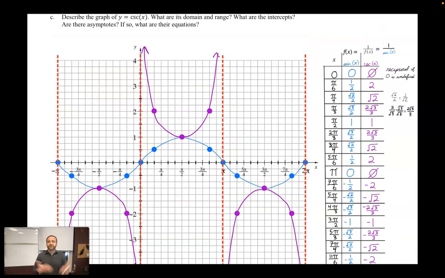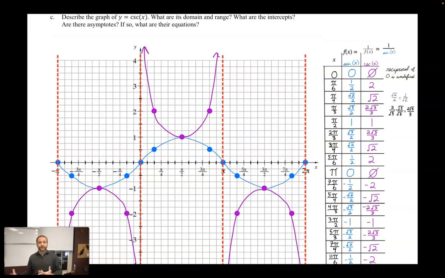So part C says describe the graph. What are the domain and range of it? What are the intercepts of cosecant of x? Are there any asymptotes? If so, write the equations. We're not going to go into that much detail with writing the equations of every single asymptote. It follows a pattern. But I'm going to show you there are some domain and range things that we do need to be aware of.